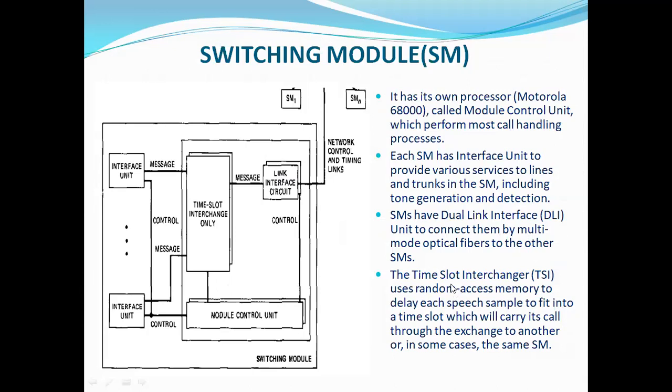Now we have one very important unit, the time slot interchanger. It uses random access memory to delay each PCM sample to fit into a time slot which will carry its call through the exchange to another switching module, or in the same switching module. Its basic function is to forward the calls to the other exchange, or even the same exchange in case of a call handled by trunks from the PSTN.